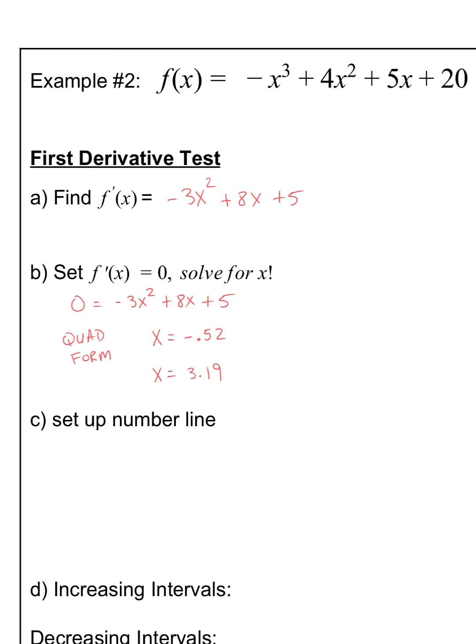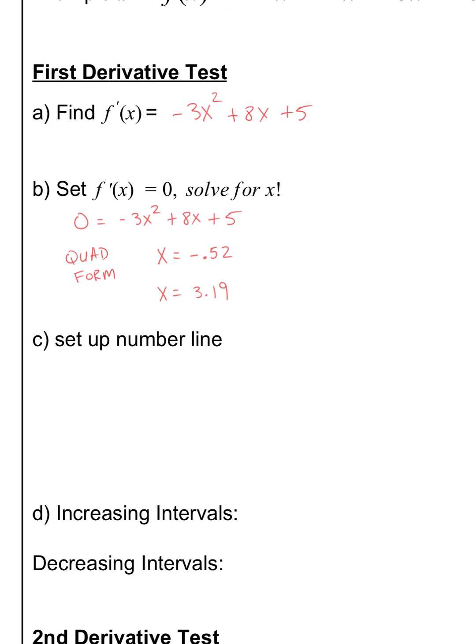Now we're going to set up our number line. So again, on our number line, we put our x-intercepts of our derivative, negative 0.52 and 3.19. Our bottom row is the derivative, and we're using the derivative to tell us about the original function. Make sure your number lines are labeled. So these 2 x-intercepts split our graph into 3 intervals: from negative infinity to negative 0.52, from negative 0.52 to 3.19 is our middle interval, and then our interval over here is 3.19 to infinity.